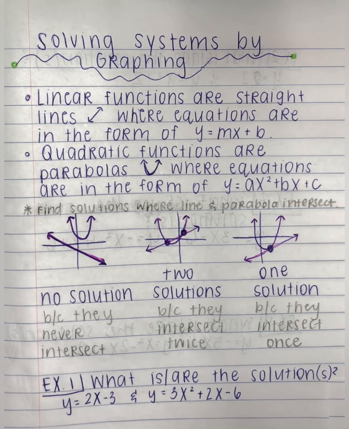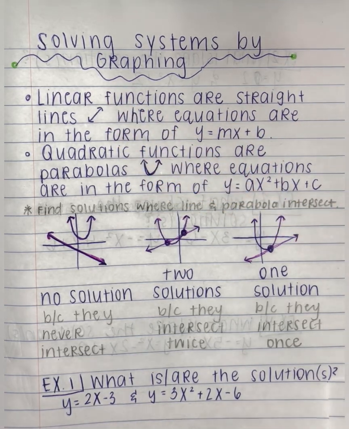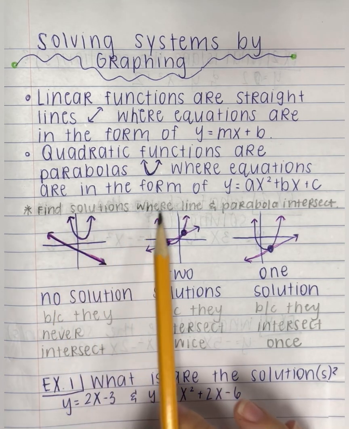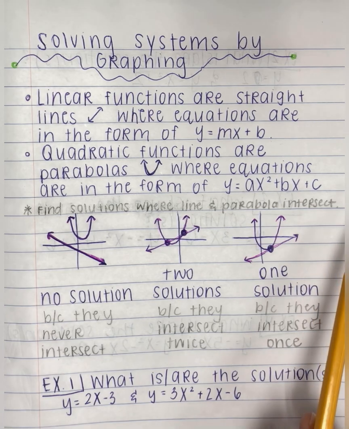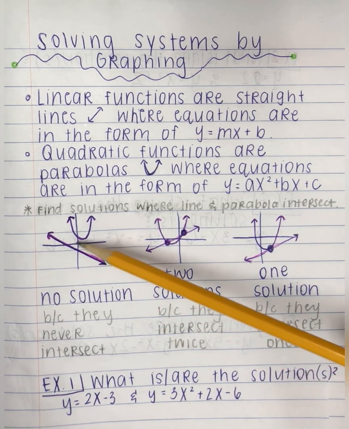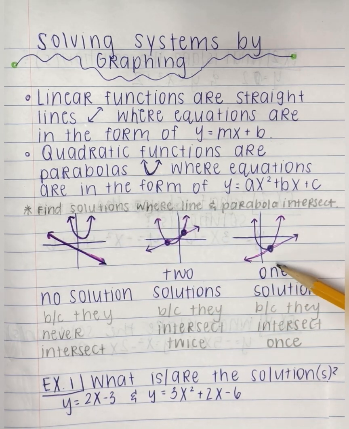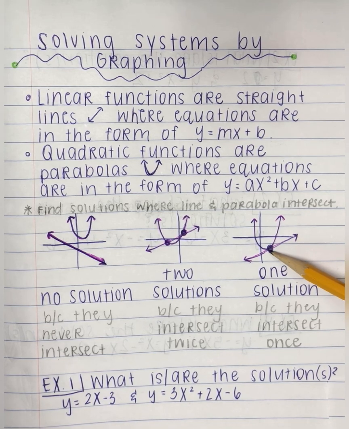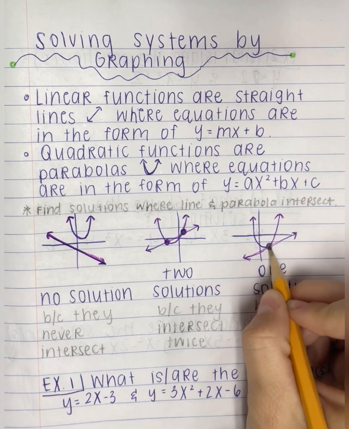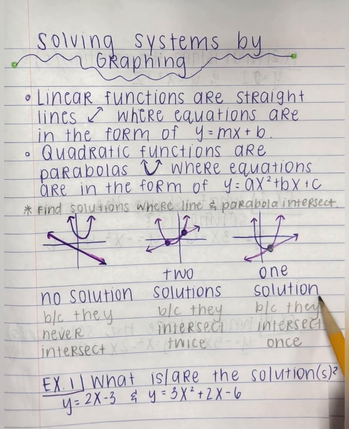Okay, so what we're going to do is graph a linear and graph a quadratic, and we're going to find the solution. Basically, we're going to find solutions where the line and the parabola intersect. We're going to graph them and look at the two to see if they touch at all. If they touch each other, then we say there is a solution at the point that they touch. So if they only touch or intersect one time, then they only have one solution.